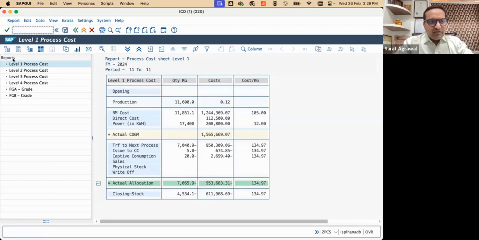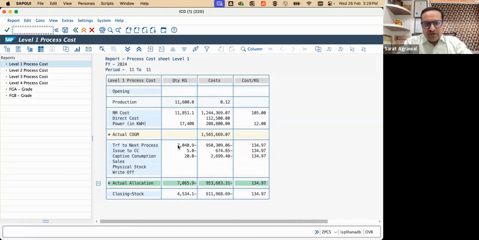So here, if you see this at the left hand side, we have the labels for level 1, 2, 3, 4 and finished goods of grade A, grade B. So in this here, if you see the process 1 cost sheet, it shows the raw material cost, direct cost, power cost and actual cost, and this is the production. And if we divide this total cost of production with the production, we'll get this cost per unit. Here it is 134.97, and all the transfer or any other consumption of this particular process output is getting recorded at the same price, and the closing stock also valued at the same price. So let us go to the next process.